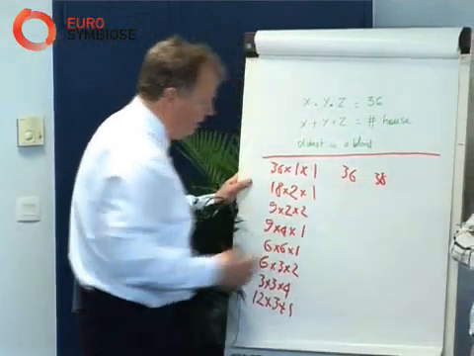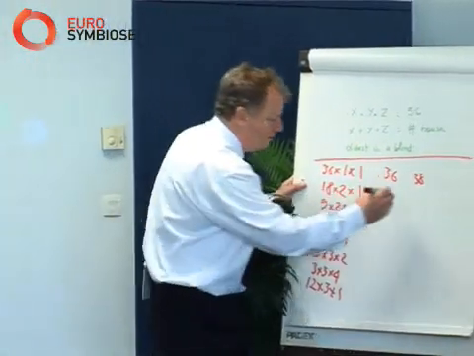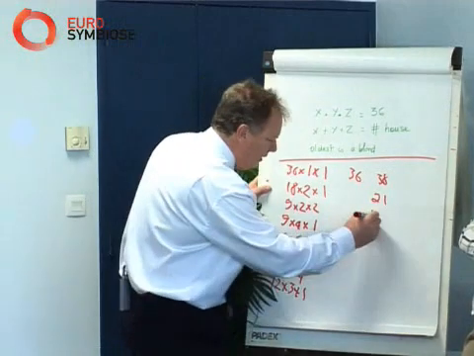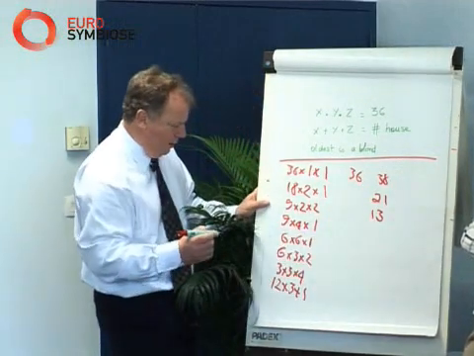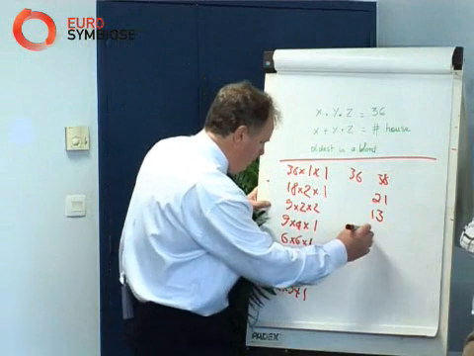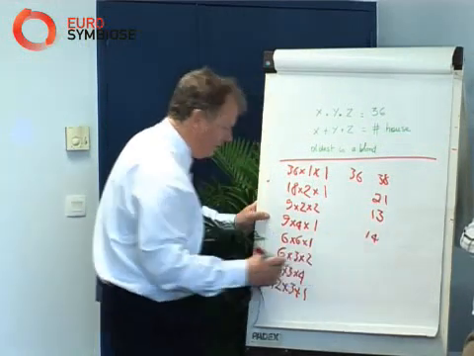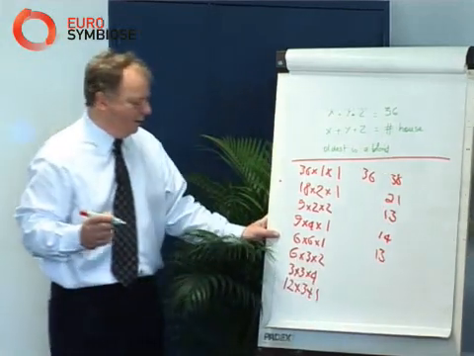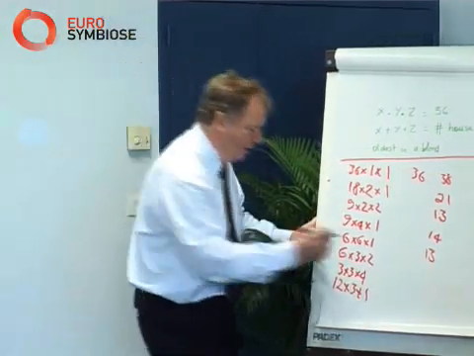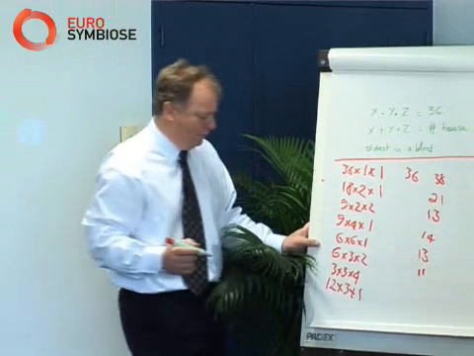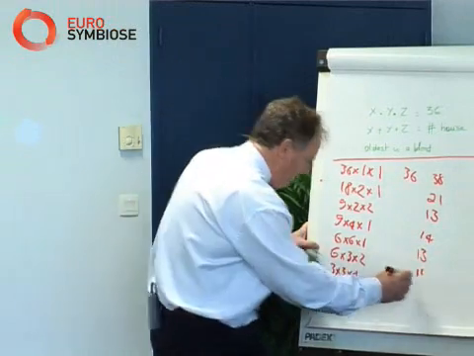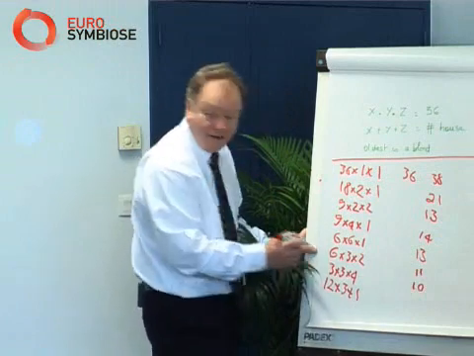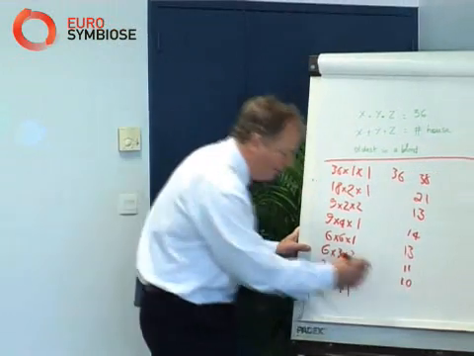38. 18 plus 2 plus 1? 21. 9, 2, 2? 13. 9, 4, 1? 14. 6, 6, 1? 13. 6, 3, 2? 11. 3, 3, 4? 10. And 12, 3, 1? 16. Right.